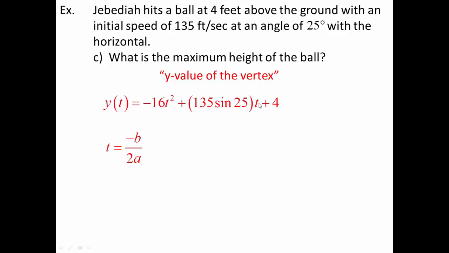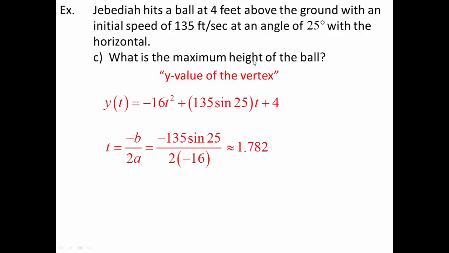So negative b over 2a, the b value is this whole guy right here, a value is negative 16. Type it in the calculator, I'll get about 1.782. So at roughly time 1.782, the ball is going to reach the top of its arc, which actually confirms what I said in part B, that the ball was probably headed on its way down after 3 seconds because it reached its peak at a little under 2 seconds. So at time 1.782 it reaches its peak, but that wasn't the question.